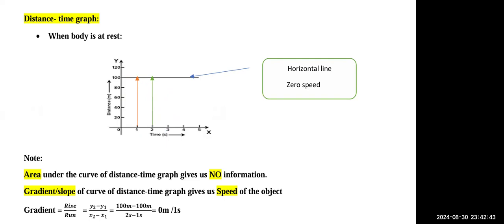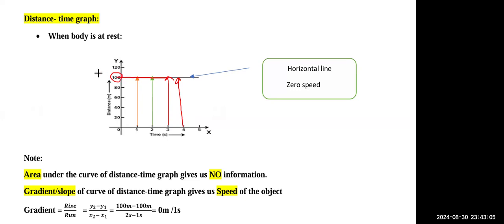I will draw here for your understanding. When time is 3 seconds, the line is cutting at that point. You have to move on this side. It is 100 meter. Again check, look at that. When time is 4 seconds, again the distance is 100 meter.